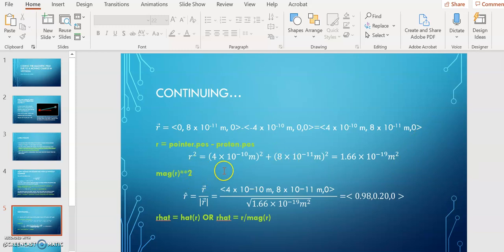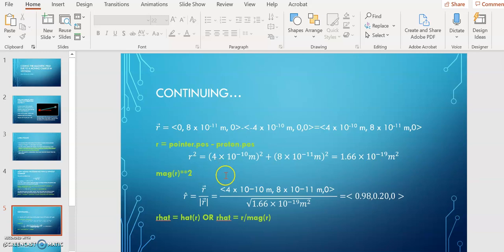In the Biot-Savart law, you've got that r squared in the denominator. So analytically, what you do is you sum the squares of the components of your r vector, which is here. If I do that analytically, I get 4 times 10 to the minus 10 meters squared plus 8 times 10 to the minus 11 meters squared. And then when you do that, you get, for your result, 1.66 times 10 to the minus 19 meters squared.